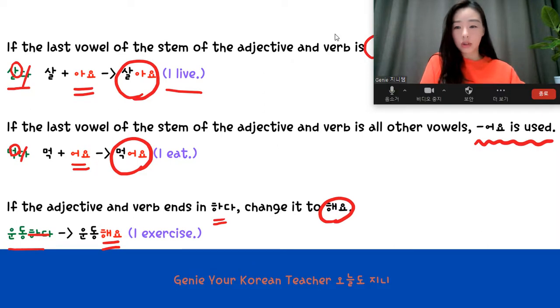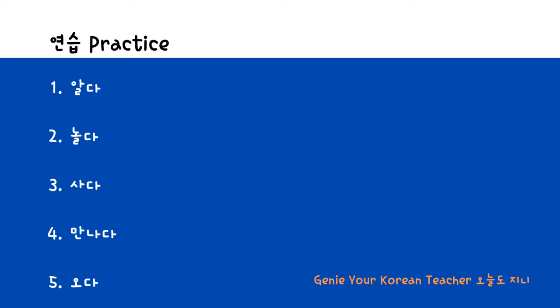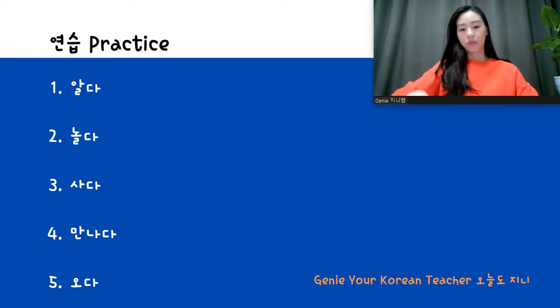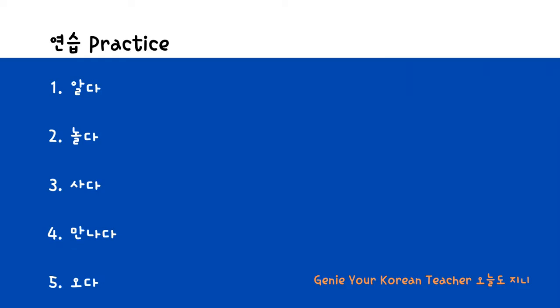Alright, then let's move on to 연습, practice. Again, like last time, I'll give you a few minutes to do this first. Maybe you can pause the video and change these basic forms into present tense, 아요, 어요. Alright, then are you done? Okay, then let's try this from number 1. So the answers.